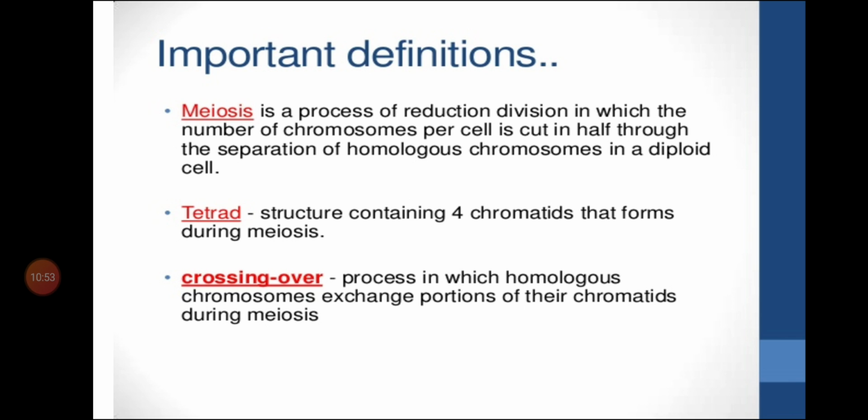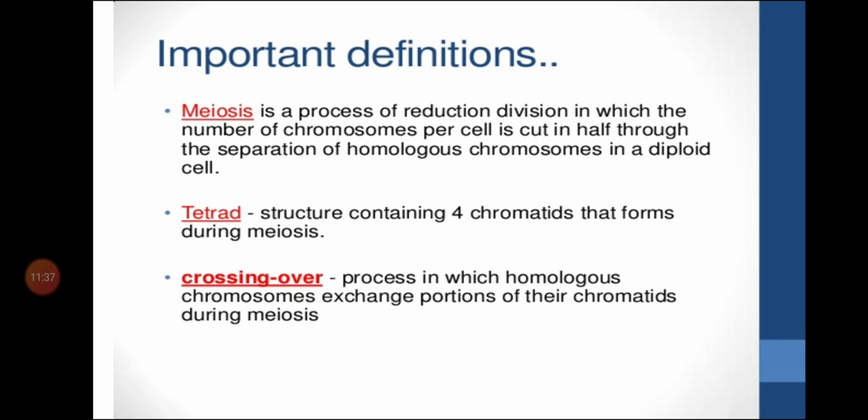Next definition is tetrad. Tetrad means a structure containing four chromatids that forms during meiosis. I have shown you the diagram, where the four chromatids are present together, and that is known as a tetrad. Then crossing over. Crossing over is a process in which homologous chromosomes exchange portions of their chromatids during meiosis, that is, they interchange their genetic material.